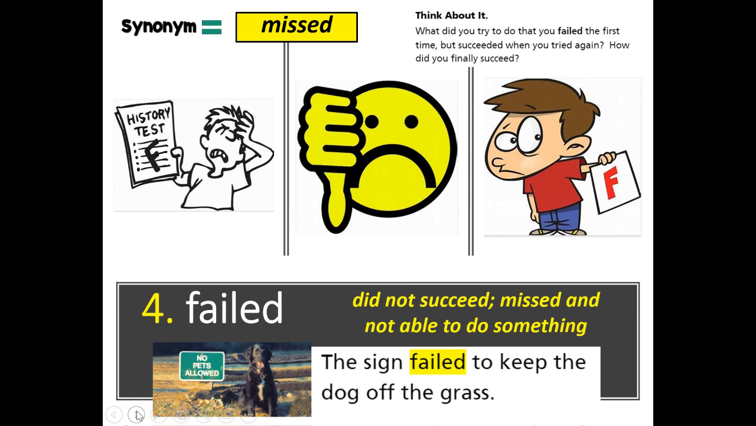Think about it. What did you try to do that you failed the first time, but succeeded when you tried again? How did you finally succeed? You could also say, what did you try to do that you missed the first time, but succeeded when you tried again? So again, number 4 is failed. Another word for failed, or a synonym for failed, is missed.